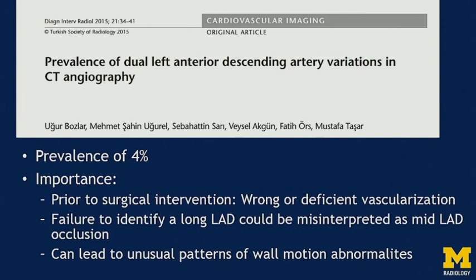Also, there have been reports in the literature where on angiography, this was misconstrued as a mid-LAD occlusion. The reason being that the angiographer did not visualize the long LAD, which was coming off from the right sinus. So they did not expect it, it wasn't seen, and therefore that short LAD was misconstrued as a mid-LAD occlusion. With CT, we have this 3D data, we have a great look at the vessels, so this really helps us. Being aware of this variant anatomy is very important. Also, it can lead to unusual patterns of wall motion abnormality depending on which LAD is involved.